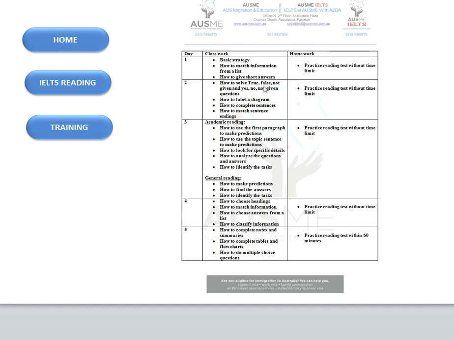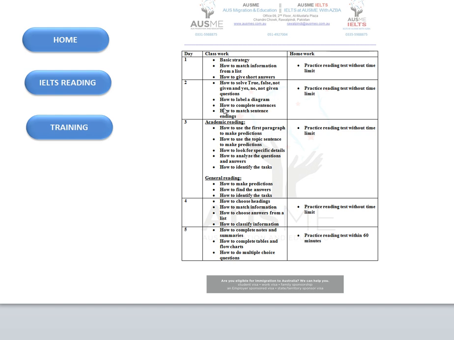Then we'll teach you how to solve true, false, not given, and yes, no, not given questions. They're kind of similar but also different. True, false, not given actually looks at if the statement is true, false, or not given from the text. But the yes, no, not given is usually for questions that are related to the writer's opinions. And you have to say if that is actually stated there or not, or even if it's not given.